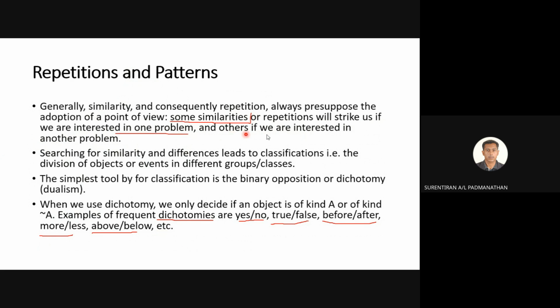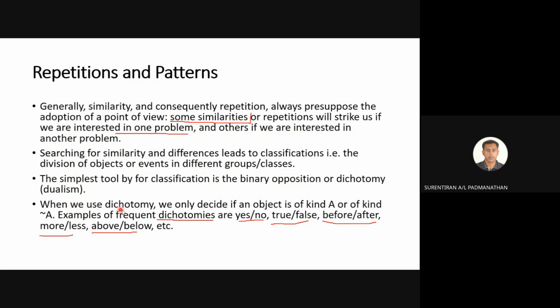So, and others, we have interested in another problem. Searching for similarities and differences leads to classification, the division of objects or events into different groups and classes. The simplest tool for classification is the binary opposition, dichotomy, dualism.